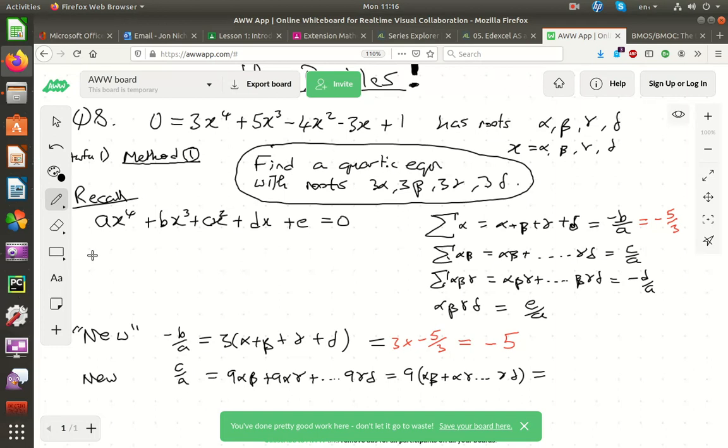But we already know that, don't we? Because before, our c over a would have been minus 4 over 3. And so what we'll be doing here is 9 times minus 4 over 3, which is minus 12. Now, what about our new minus d over a?